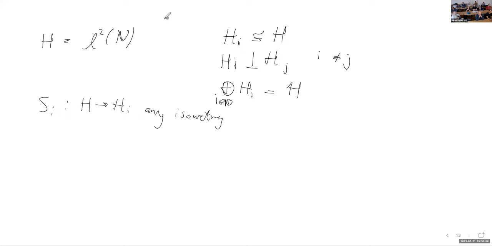And then you can represent the Cuntz algebra on B(H) by mapping the generator s_i to the capital S_i. These are isometries, the algebra is unital, and it just remains to see that it also satisfies the SOT relation, and this is the case because of the direct sum.